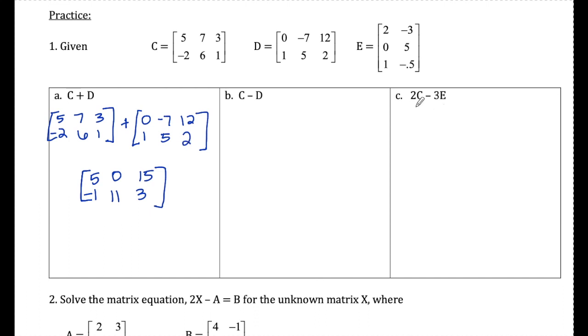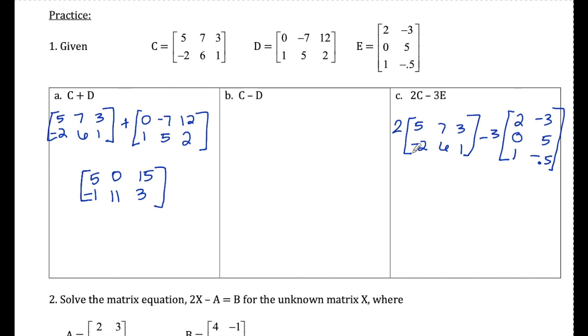For C, it says to do 2 times matrix C and then subtract 3 times matrix E. Now when I do this scalar multiplication, I'm going to end up with a matrix of the same dimensions. And same thing over here. So now if I look at these 2 matrices, this matrix has 2 rows and 3 columns, and this matrix has 3 rows and 2 columns. So since these 2 matrices don't have the same dimensions, this is not possible. I cannot combine these matrices.